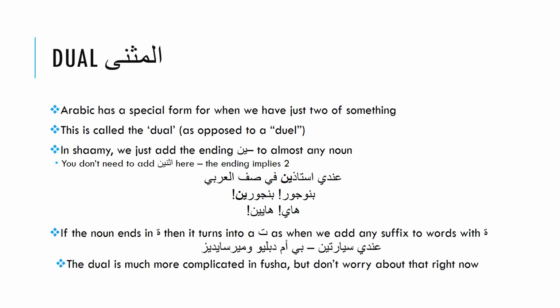Bonjour, bonjourain, hi, hyain. Note that if a noun ends in te marbuta, then it turns into a te, just like when we add any other suffix to a word with te. Andi sayaratin, BMW or Mercedes, mashallah. The dual is much more complicated in Fusha and formal Arabic, but don't worry about that right now.